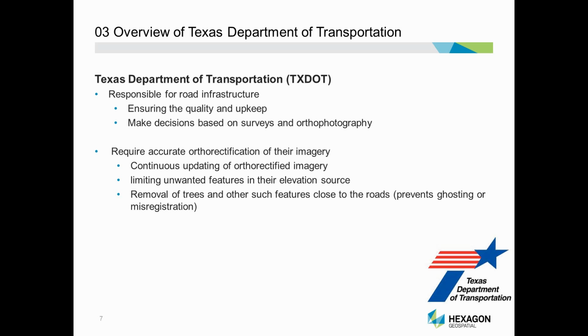LIDAR collection is a possibility. Of course, it's a much more expensive possibility for creating the DEMs in order to create these accurate ortho photos. But if they already have the ortho photos and they can create surface models in, say, a LIDAR format, it's right at their fingertips, and they want to use that. So they do require accurate orthorectification of their imagery. Of course, when you're working with road data, you want to make sure that those roads are actually located where they're supposed to be, so any corrections or mitigations that need to be done to those roads are very accurate.